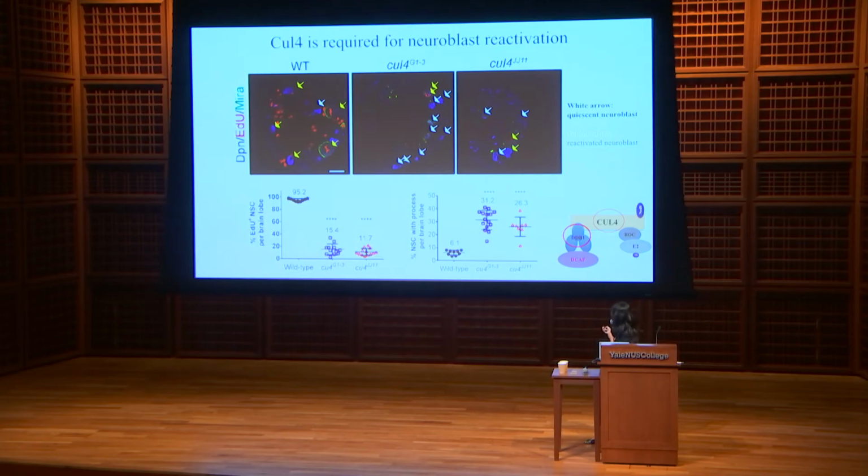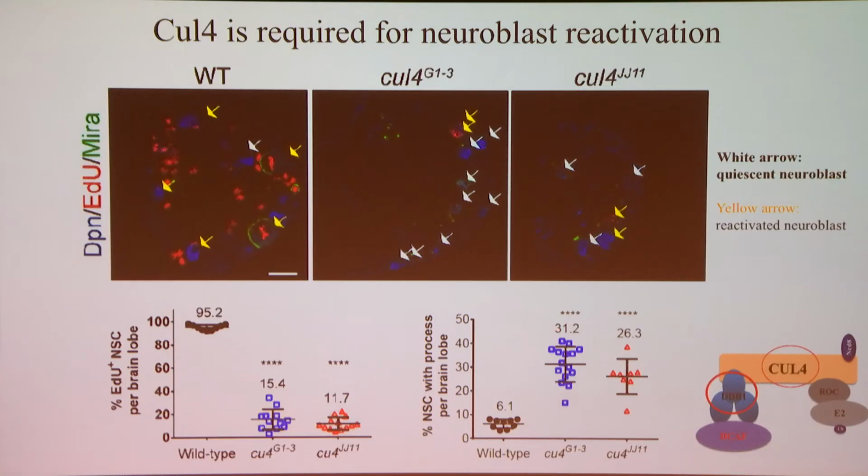So we looked at another core component named Cullin-4. The Cullin-4 loss of function allele also showed an even stronger phenotype. You can see that there's a very dramatic decrease of EdU incorporation, and a very dramatic increase of cells still keeping the cellular extension, meaning that they are still in quiescence.